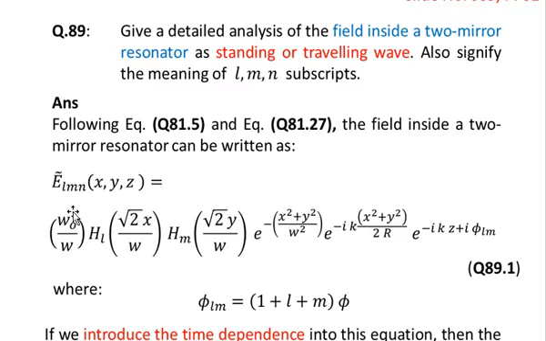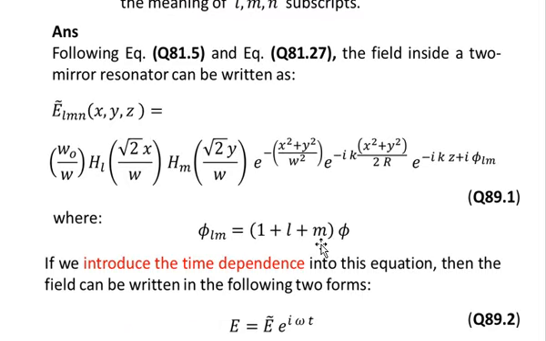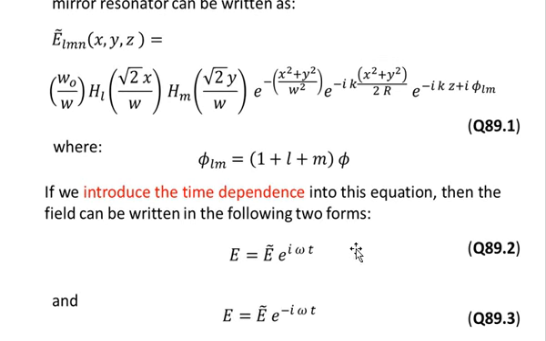So you see that E prime LMN of XYZ is the field inside a two-mirror resonator as a function of XYZ, and LMN are the subscripts that will be explained soon, and where phi LMN is equal to (1 plus L plus M), this whole term, multiplied by phi. So if we introduce time dependence into this equation, then the field can be written in the following form.